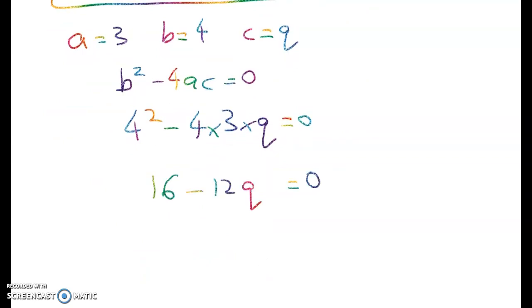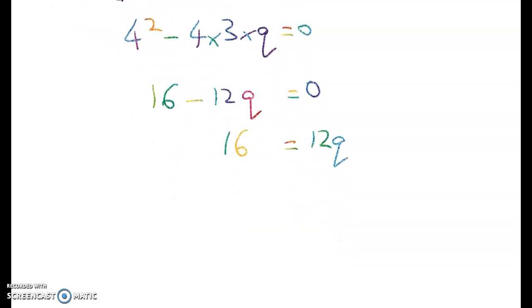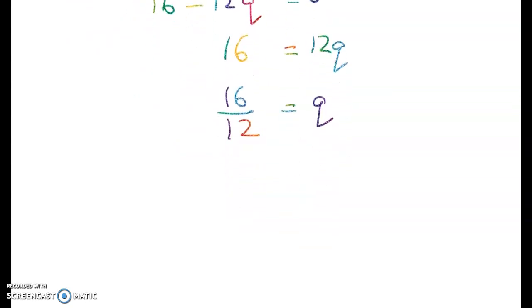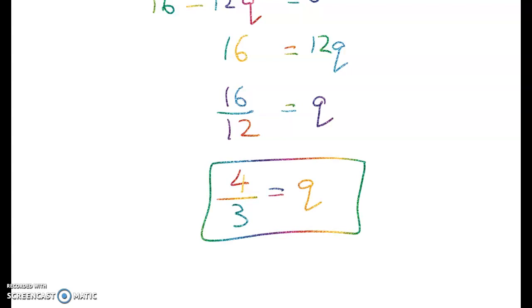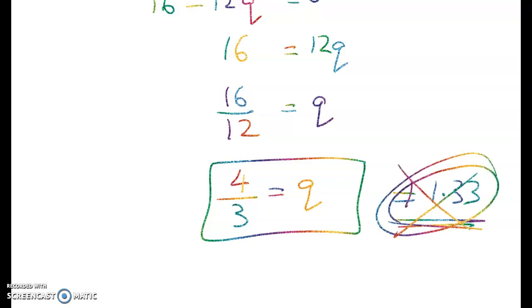So we're back to a year 9 equation this time. 16 is equal to 12q. And then we can divide both sides by 12, and we get 16 divided by 12 equals q, and we better simplify that. Now for this one here, we get q is equal to 4/3. Now that's not the same as 1.33. So please do not write that, okay, because we like to leave that as a fraction where we can.